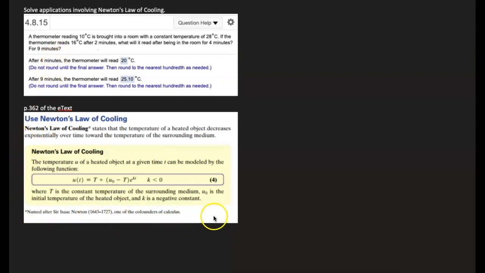And it's stated here, and I've just screenshot this from the e-text on page 362. So Newton's law of cooling states that the temperature of a heated object decreases exponentially over time toward the temperature of the surrounding medium. Now, it turns out that Newton's law of cooling also works for objects that are cooler than their surrounding temperature, that they will slowly increase until they reach that temperature of their surroundings. So the formula still works the same way.